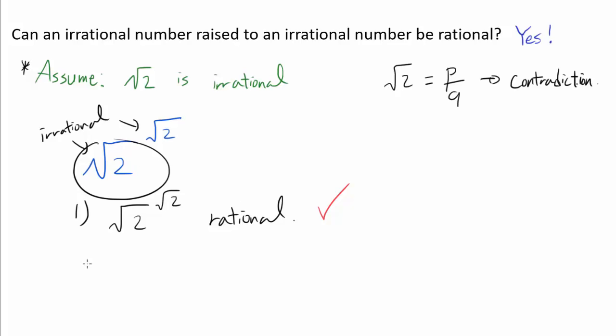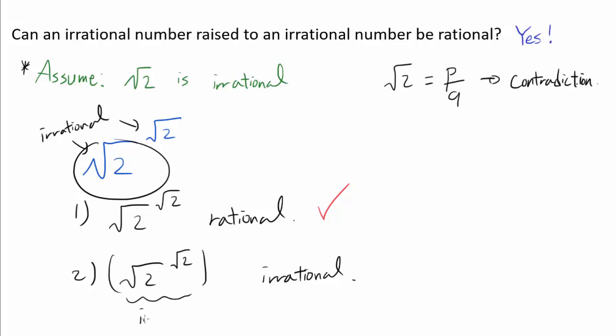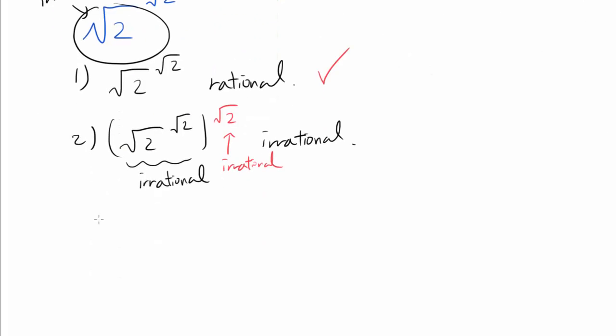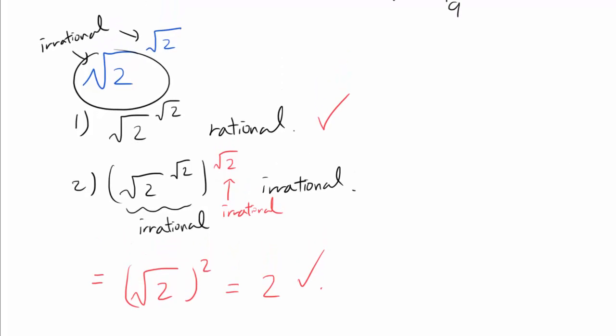But you may say, what if it's irrational? What if square root of 2 to square root of 2 is irrational? In this case, what do we do? Well, in this case, we know this entire thing is an irrational number. And now let's raise it by another irrational number, square root of 2. So in this case, we are taking the entire irrational number, raising it to irrational power, and see what happens. And when you raise it to square root of 2, we get square root of 2 to the power of square root of 2 times square root of 2, or 2, and of course square root of 2 squared is 2, which is rational. So we have shown that irrational to irrational power gets us rational in this case as well. So we're done.